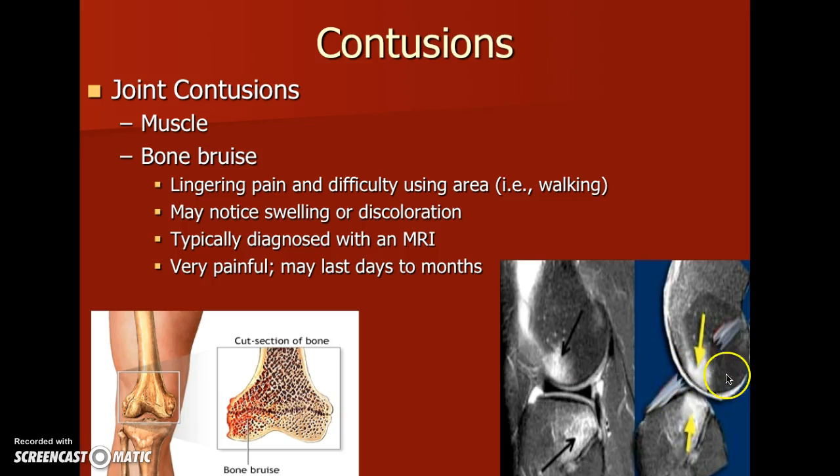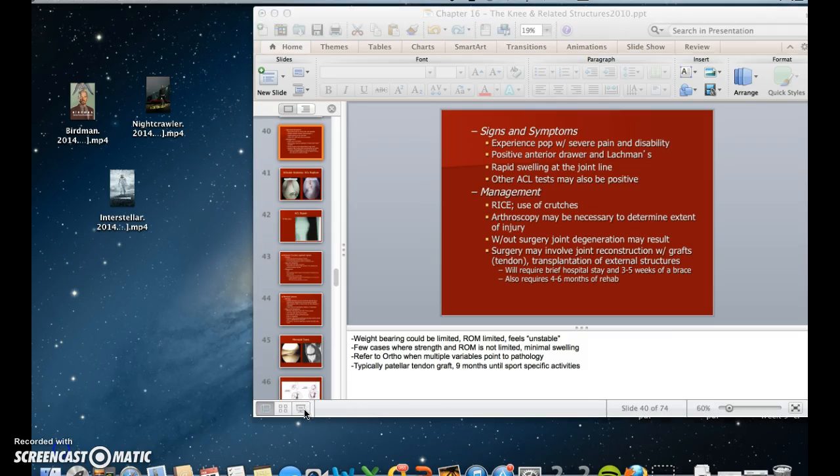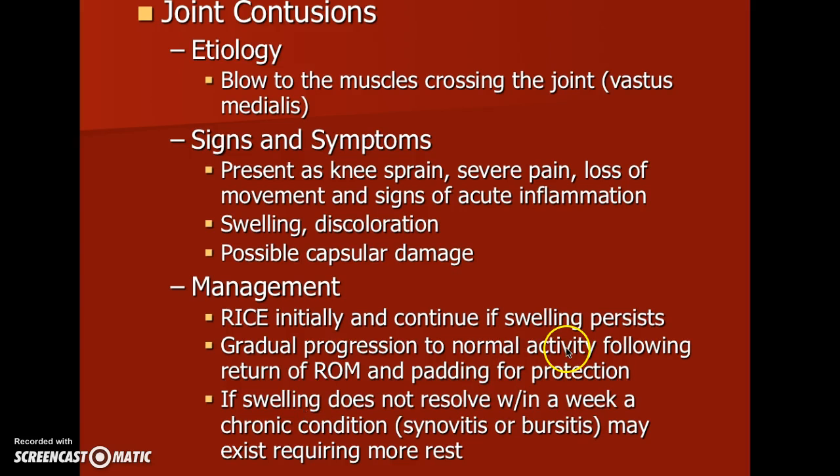With x-rays, obviously it won't show a fracture, but with an MRI it'll show this lighting up of the imaging, and that'll tell us that there's some damage to the bone. So the etiology is a blow to the muscles crossing the joint. Signs and symptoms present as a knee sprain. There could be a loss of function.